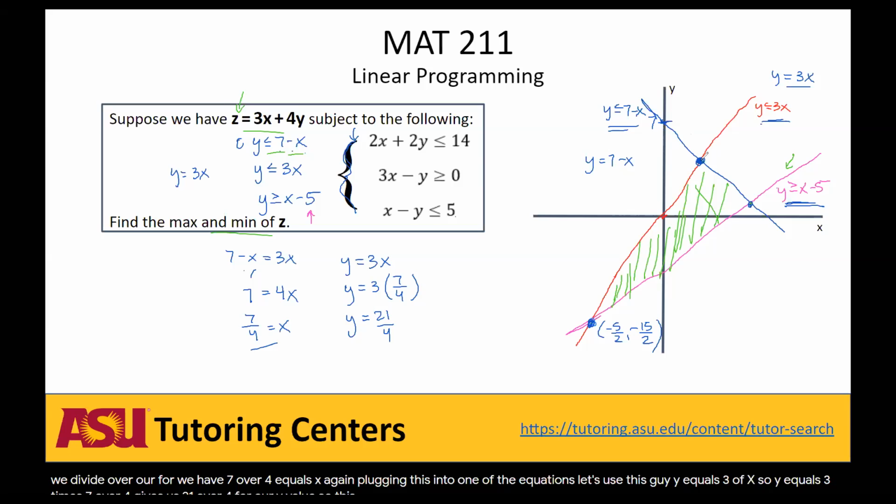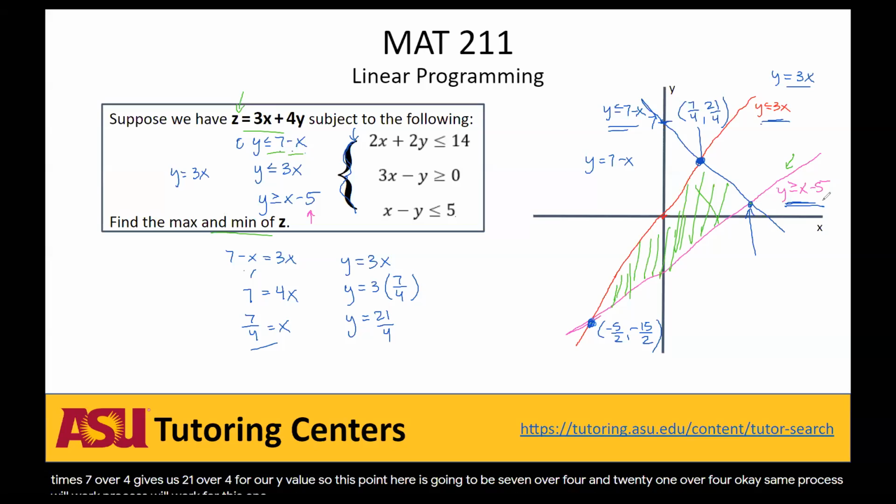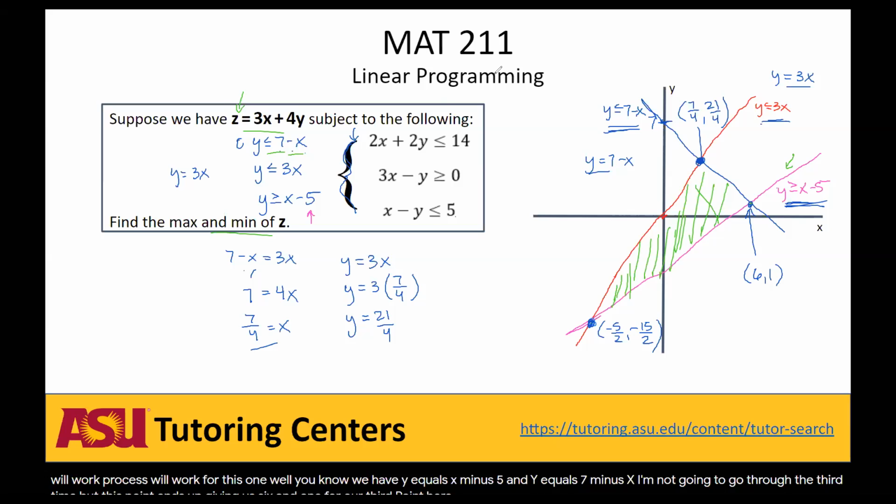So this point here is going to be 7 over 4 and 21 over 4. Okay? Same process will work for this one. We have y equals x minus 5 and y equals 7 minus x. I'm not going to go through it a third time, but this point ends up giving us 6 and 1 for our third point here.